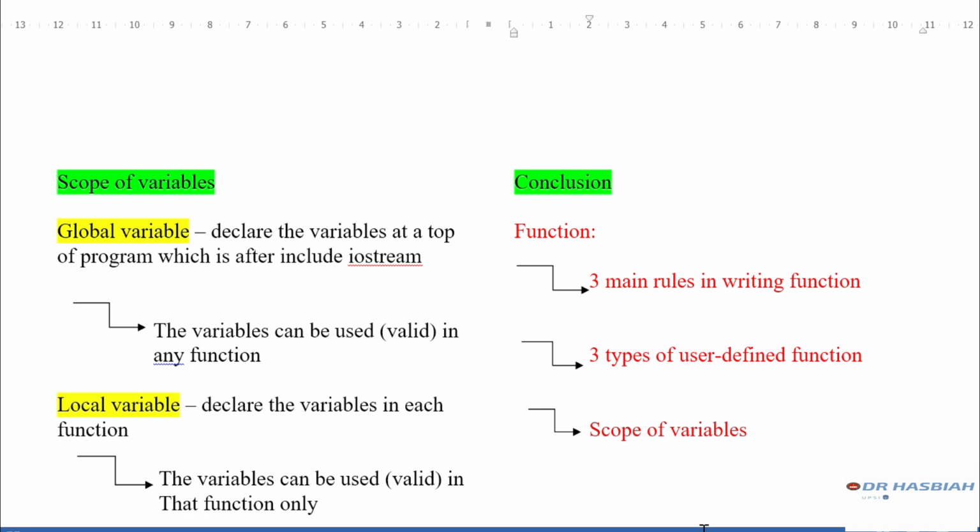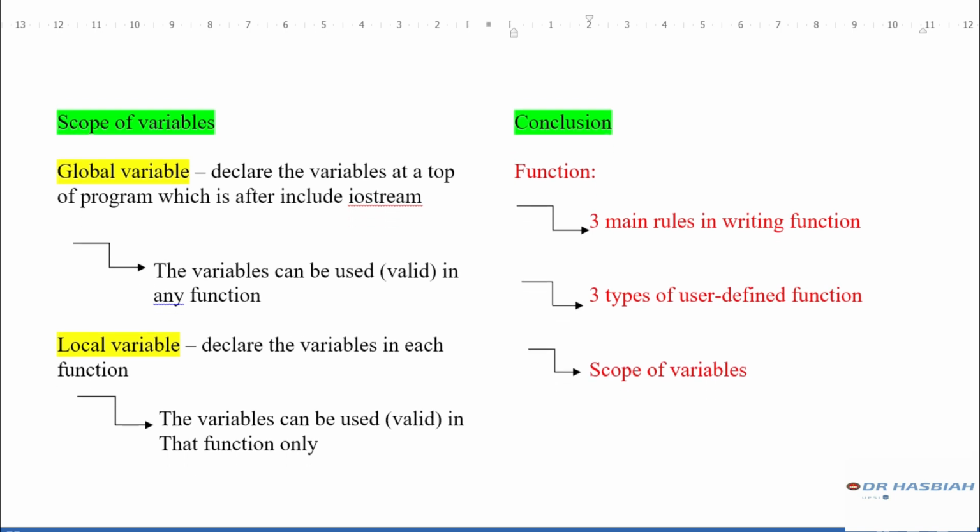Then the last one here, we have the scope of a variable. We have global or local, meaning where you declare your variables. Is it at the top of the program or in each function that you create? So I think this is our topic today, function. Before I stop, I have exercises here.